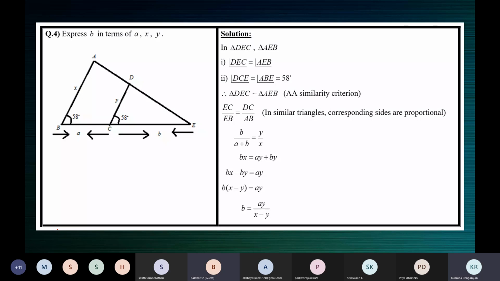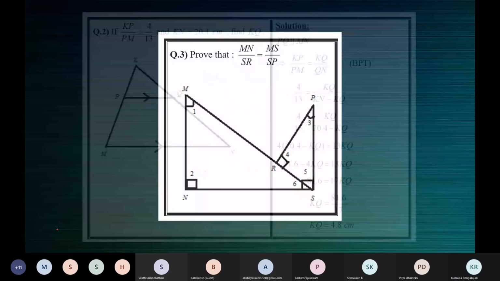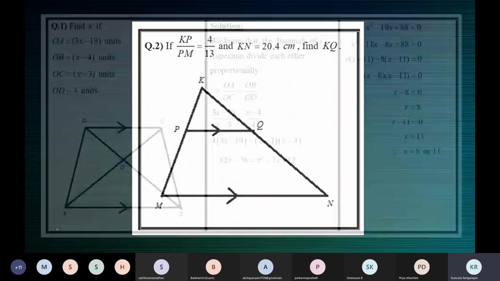Children, we have to prove that the triangles are similar. Proportion, substitute, and find B in terms of A, X, and Y. Please do it now if you have not completed. This is a very important question. All these questions are important.